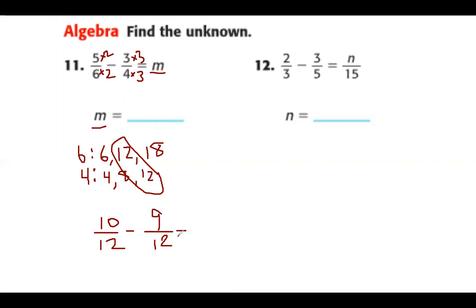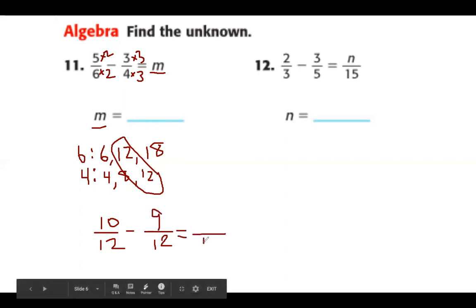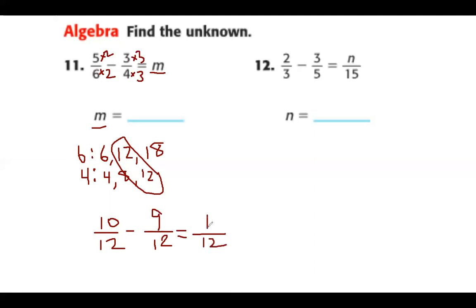So on this one, 12 is my denominator because it does stay the same, but then all I need to do, 10 take away 9 gives me 1. So I end up with, and again, when I have 1 as my numerator, I can't simplify it, so I end up with 1/12. That is the answer for M.